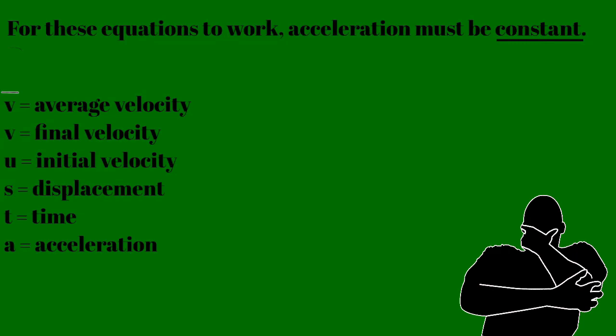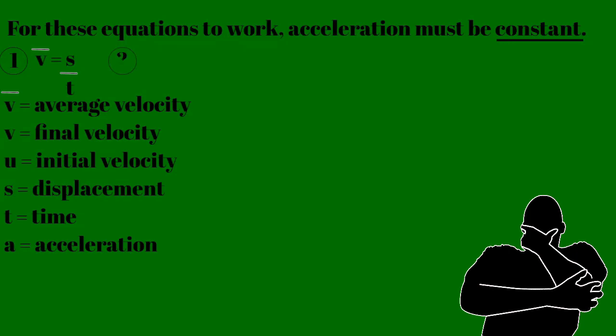So the first equation: average velocity is equivalent to displacement divided by time. By definition, average velocity is equal to the final position minus the initial position divided by the time taken. Final position minus initial position is equivalent to displacement, hence why we have displacement over time.